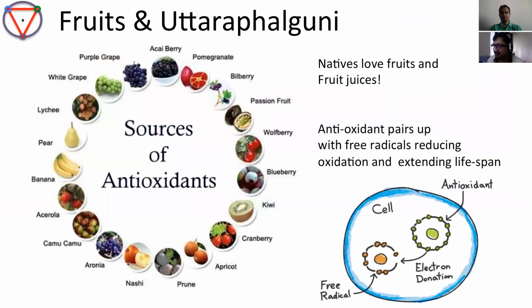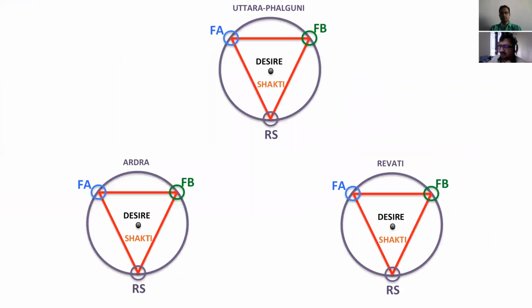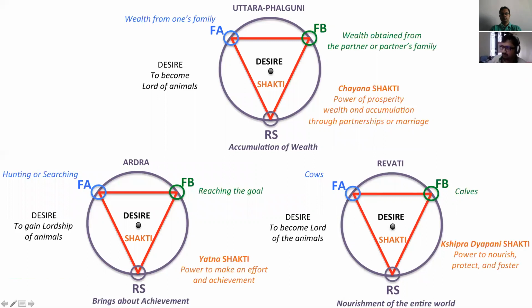So moving forward, like I told, the grafting scion is a very interesting connection because you're seeing the clear energy of Uttara Phalguni in this. These are very clues to the exact energies within nakshatras. Now here I'm comparing three different nakshatras: Uttara Phalguni, Ardra, and Revati. Here I'm doing the fundamental energetic pattern. I've shown the foundation, above, below, desire, Shakti, results. Now I place them all together.